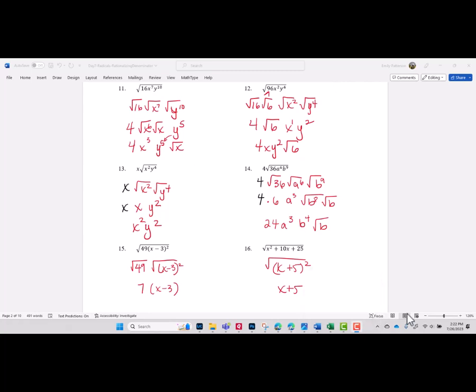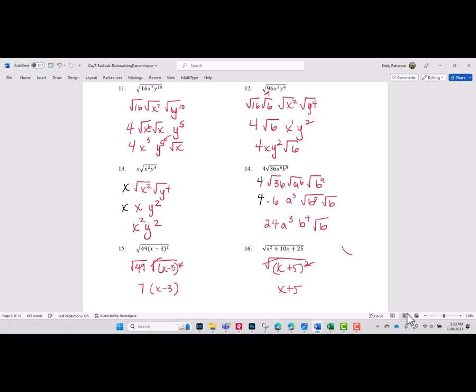And here are some answers for some other ones. The one thing I want to emphasize with 15 and 16, again, we split this off into two things that were multiplied. The 49 was multiplied by the x minus 3 squared, and so we could take the square root of 49. I could take the square root because the entire value was squared, so the square root undoes the square. Same thing when I factored this. This was a perfect square trinomial, so the square root undoes the square.